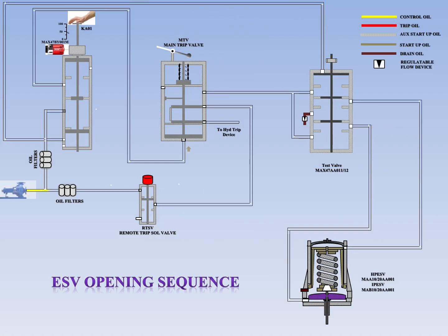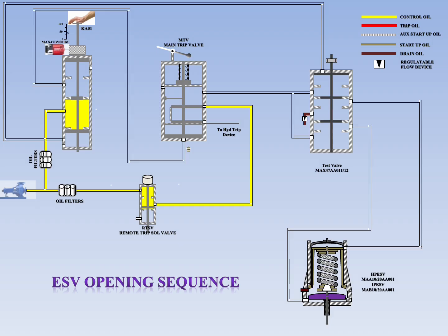As soon as AOP is started, control oil generates and passes through oil filters and directly reaches the remote trip solenoid valve as well as the starting and load limit device. If we reset the turbine, RTSVs will be de-energized and give passage to control oil and isolate the drain port. Control oil from RTSV reaches the main trip valve. Control oil is blocked at both ends, at MTV and SLLD.